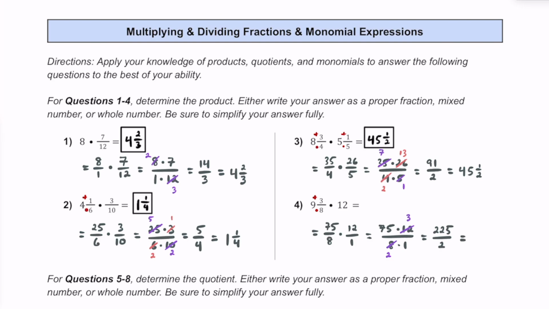And if you go ahead and divide 225 by 2, we should get, what, 112? If you double that, that's 224, so there's 1 left over, or it's 1 away from 225. So I think this is going to be 112 1/2. This will be the product here.